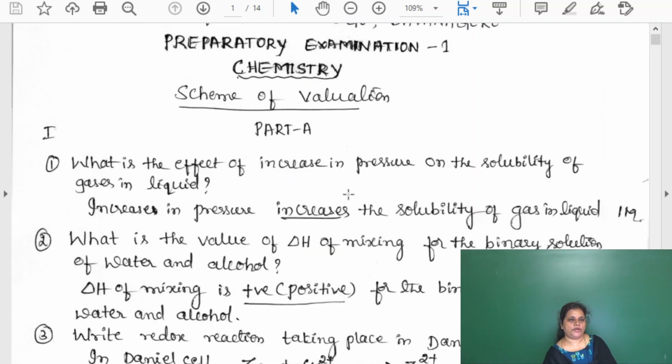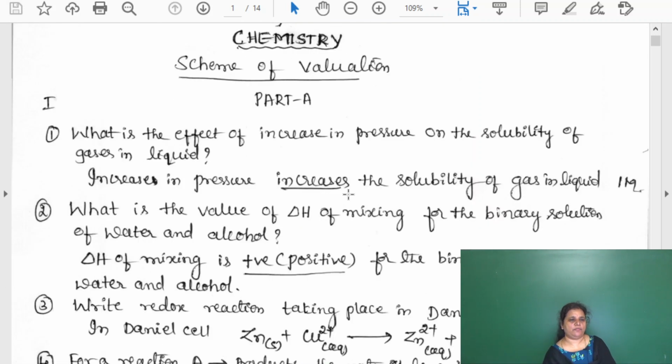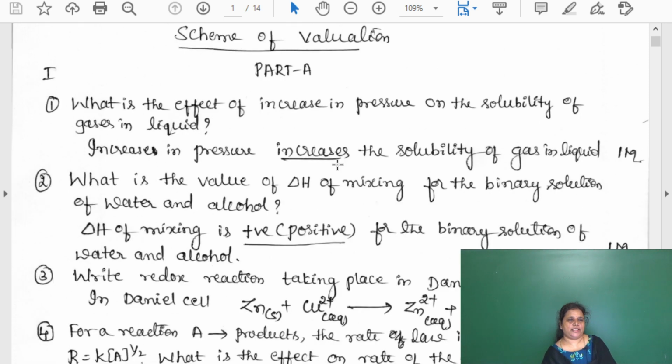Let us move on to the part A carries 1 mark questions. So let us move on to the first question. What is the effect of increase in pressure on the solubility of gases in liquid? So the answer for this is, increase in pressure increases the solubility of gas in liquid. So just you write the word increases, then that carries 1 mark.